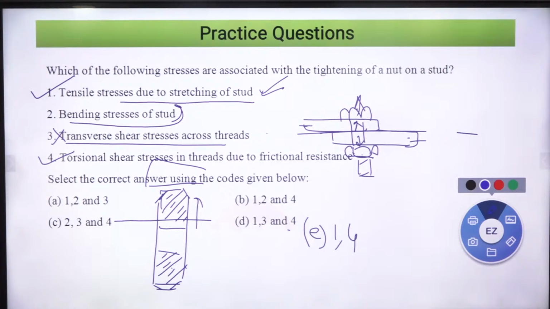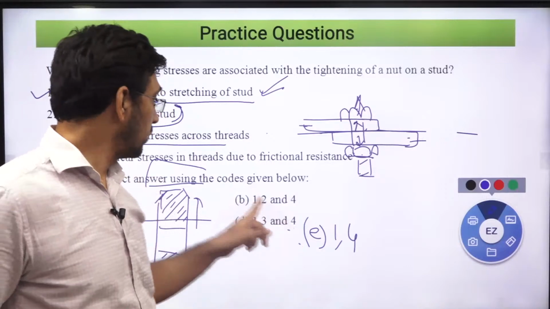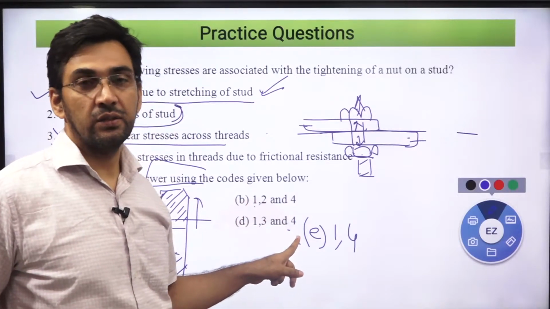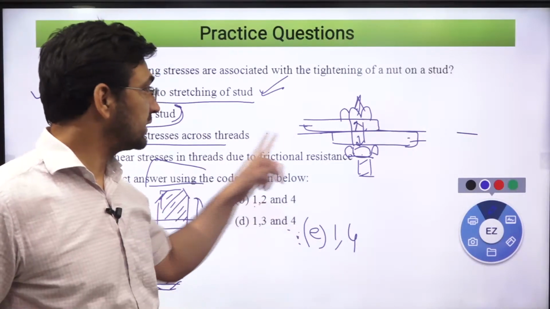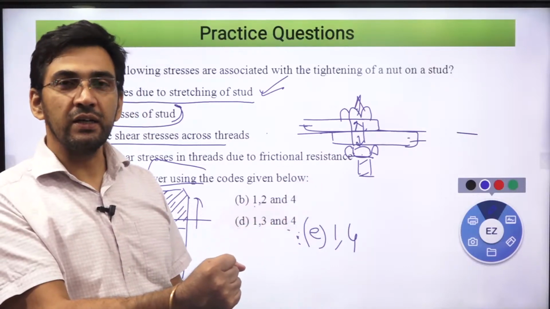Right? Then you will go ahead with E. You will not go ahead with this because you have to select the best one out of all these. And the best one is this one. Bending chances, as I told you, just because when you are tightening it, the spanner may get a little tilted.